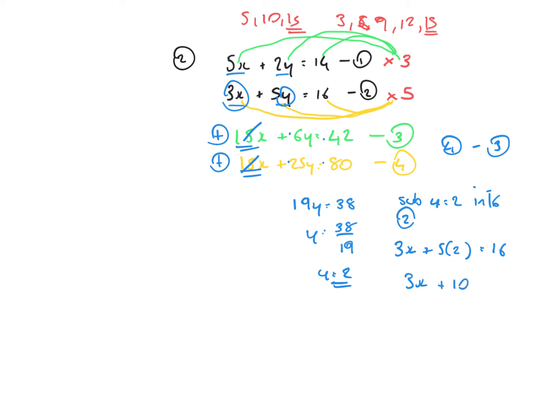3x plus 10 equals 16. Bring the 10 across, change its sign, that'd be 16 minus 10. 3x equals 6, x equals 6 over 3, and x equals 2.